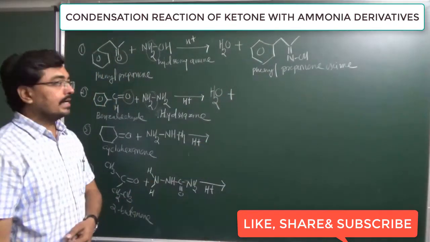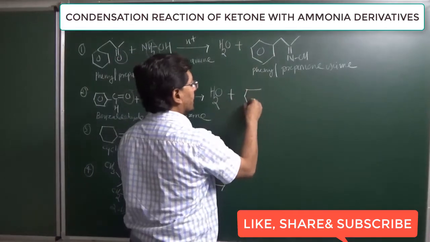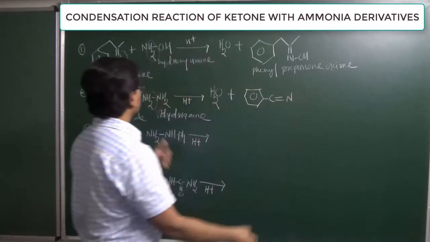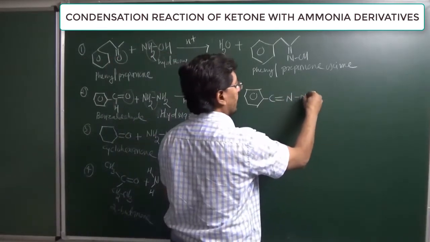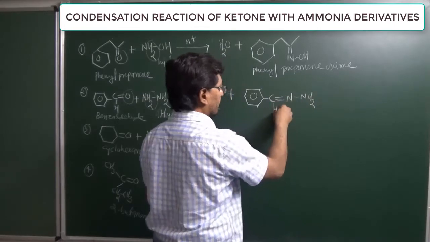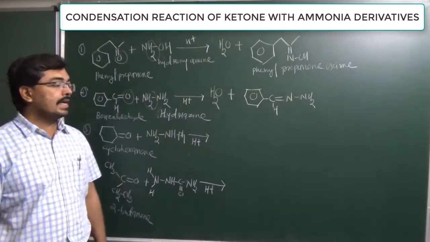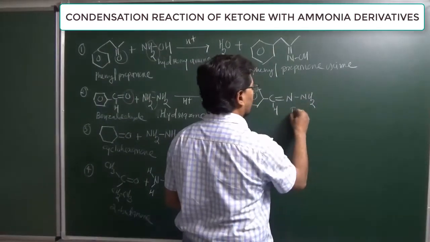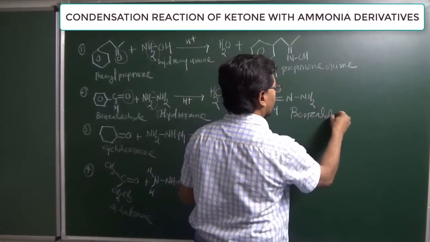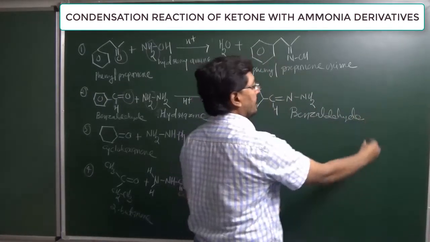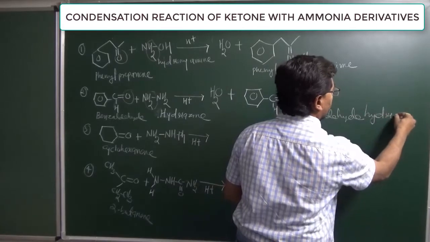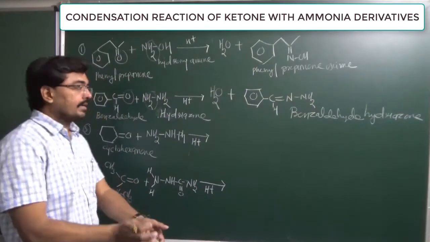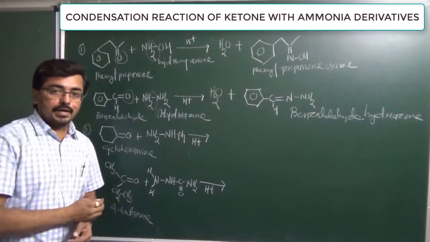As a result, we get this type of structure. Here the benzaldehyde carbon has a double bond with nitrogen, and the nitrogen is attached to NH2 and here hydrogen. So this structure is known as benzaldehyde hydrazone. The name of this structure is benzaldehyde, and for the remaining part we give the name hydrazone. So different cyclic structures can also react with this ammonia derivative.